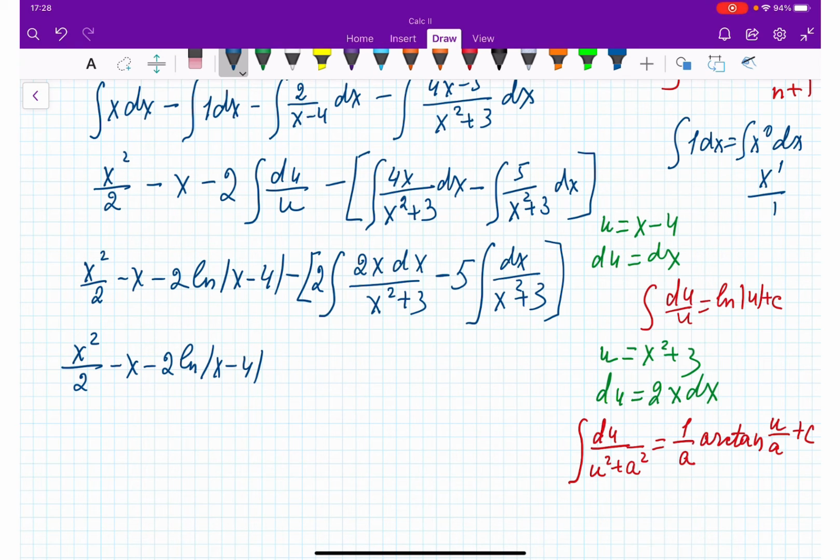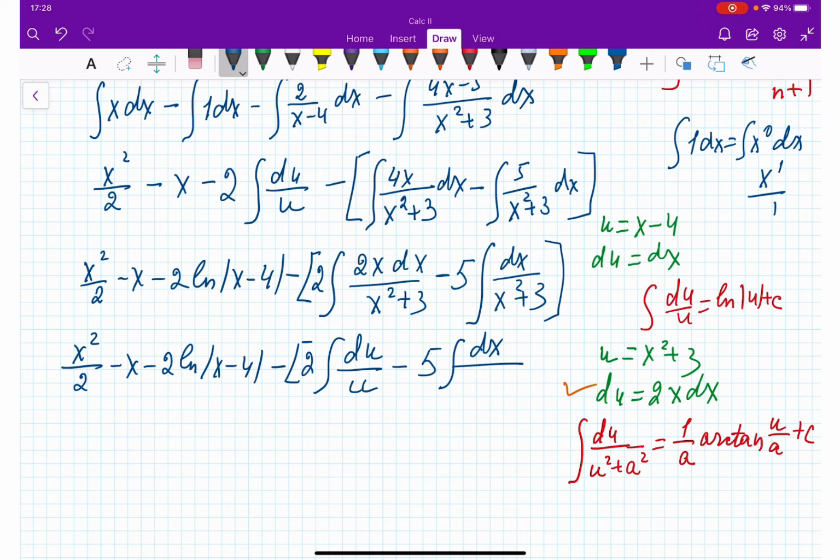All right, so this is going to be minus the integral of 2x dx, it's going to be u, right? Here it is. It's going to be du over u, and minus 5 integral dx.